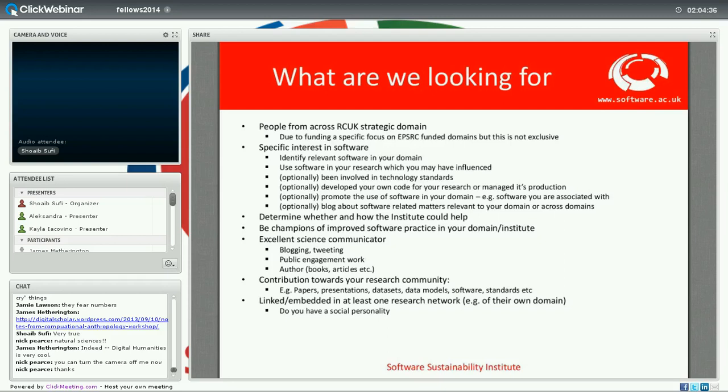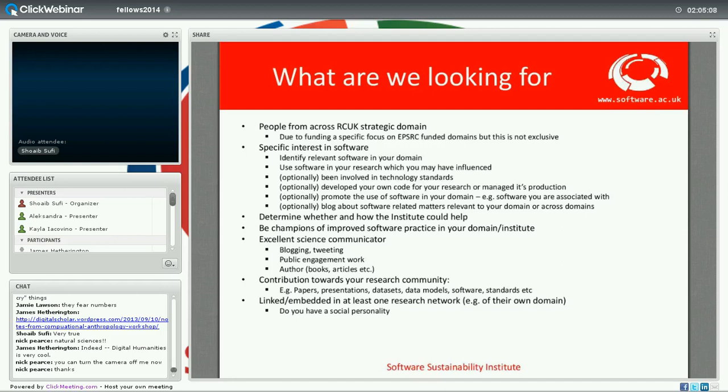People who are a little bit outspoken, perhaps with blogs and Twitter and other articles, and this really helps us to determine how the institute can help. So we're interested in people who want to be natural champions of software. What qualities are we looking for?